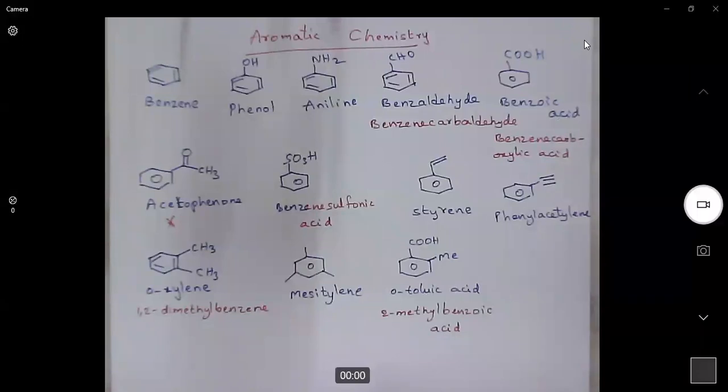Please don't give any space in the IUPAC nomenclature except before acid. So before acid, we must have a space. Other than this, there will be no space in the IUPAC nomenclature. So if you have 1,3 related carboxylic acid and methyl group, it is metatolic acid. Similarly, paratolic acid.